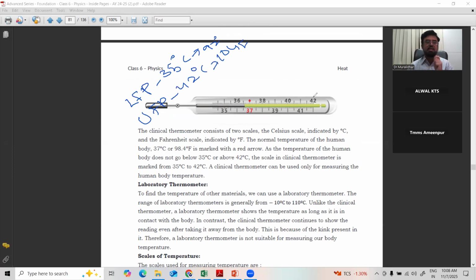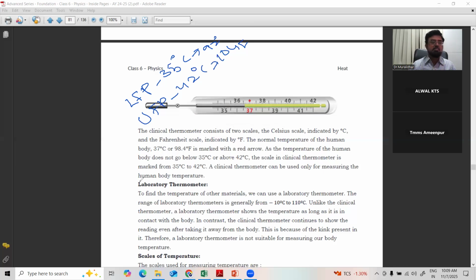So every clinical thermometer, because of the human body, the minimum temperature should be 35 degrees Celsius. Maximum should be 42. Right? In terms of Fahrenheit, 92 to 104 approximately. Like that, they design and they calibrate. They mark the reading. See, you can see here 35, 36, 37, 38, 39, 40, 41, 42.